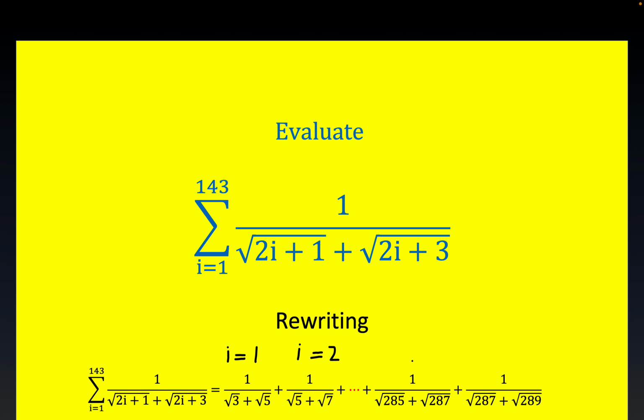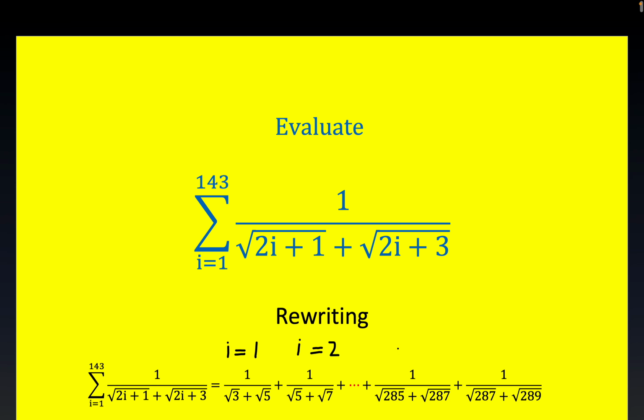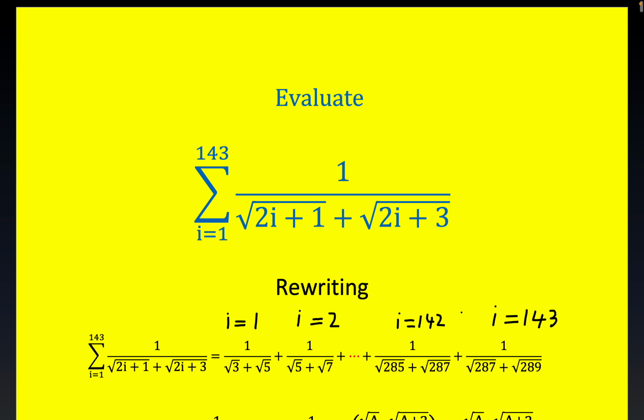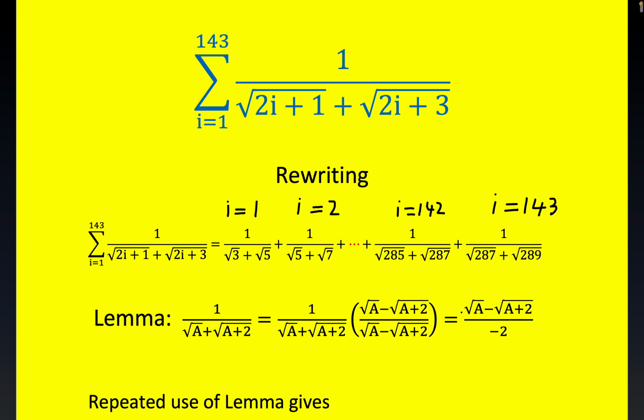Now what would this be right here? This would be i equals 142. And we terminate this 143-term series with i equals 143. All right, now, so what? What has that done for us? Well, let's go to the next line here. It turns out there's a nice algebraic approach to this, which makes life actually quite easy.